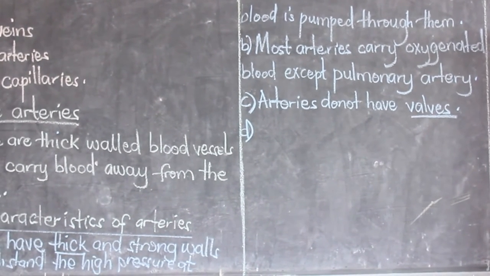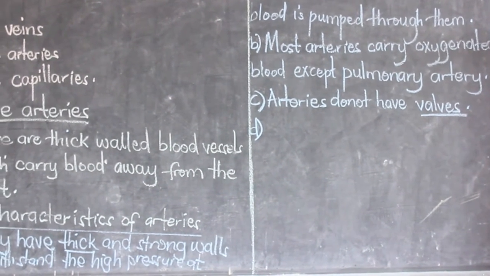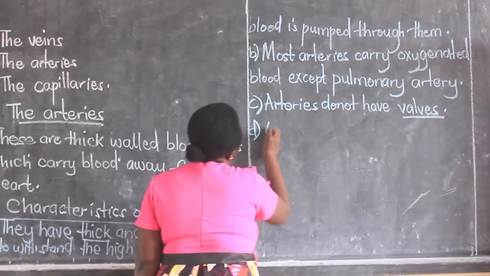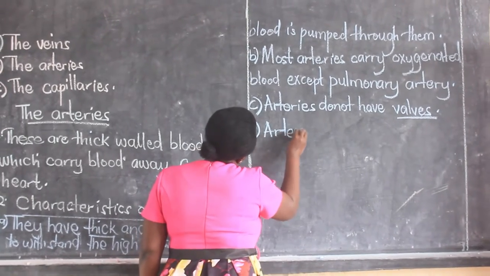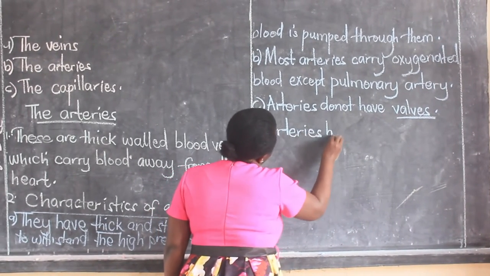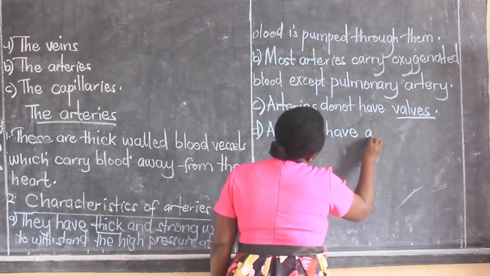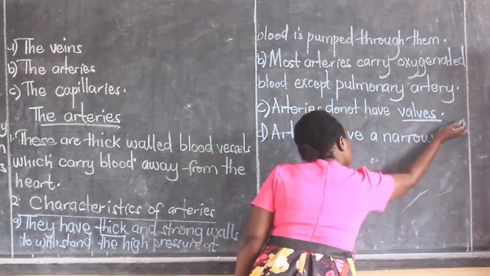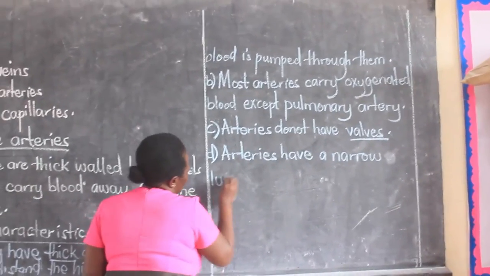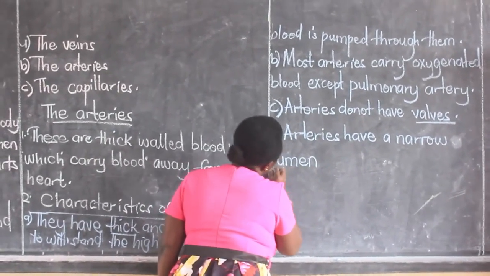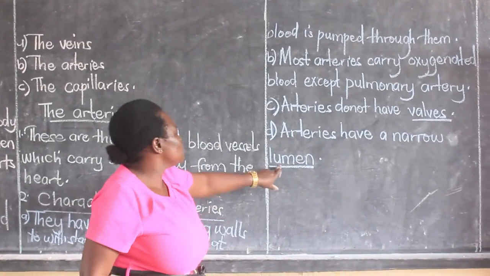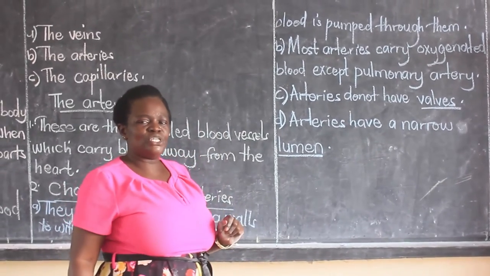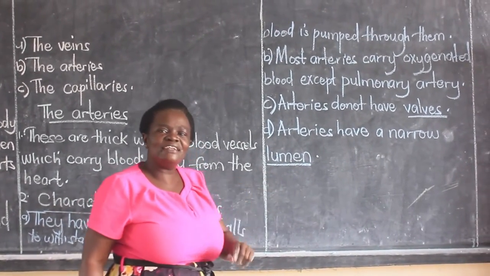Another characteristic: arteries have a narrow lumen. Children, the word is lumen. That is a scientific word to mean blood passage.